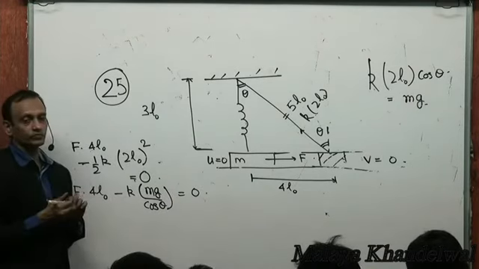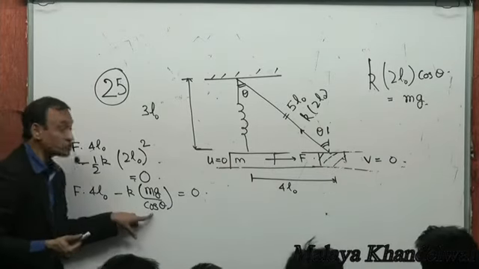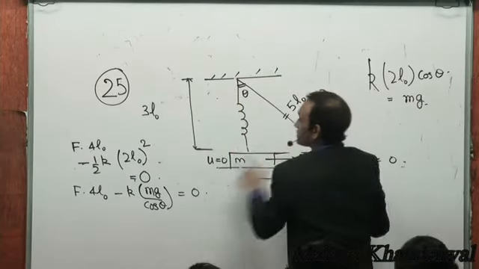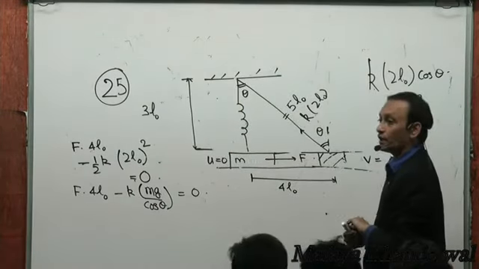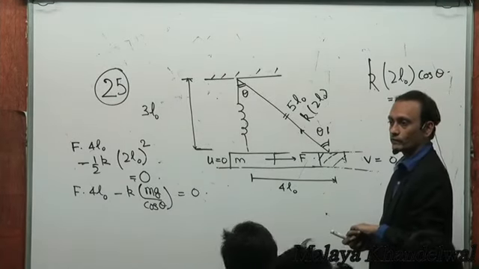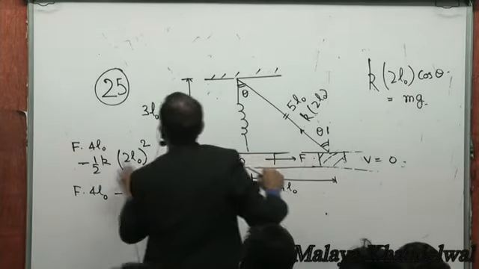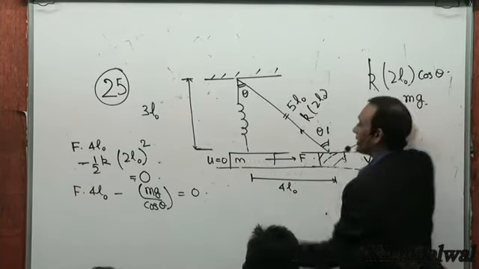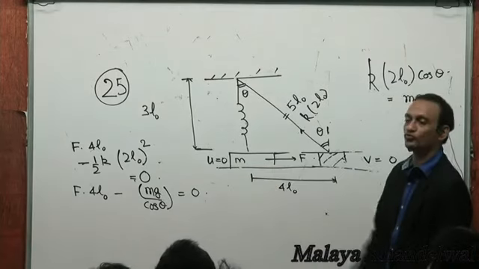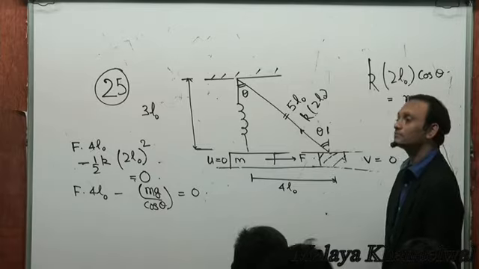So F into 4L naught minus half K into 2L naught squared must be 0. Right? Cos theta is known to us very clearly. Cos theta is 3 by 5, which you can plug into this and obtain the value of F. Now this K will not be there. K into 2L naught is mg by cos theta, so this K will get cancelled, right? So F is known from these considerations. Right?